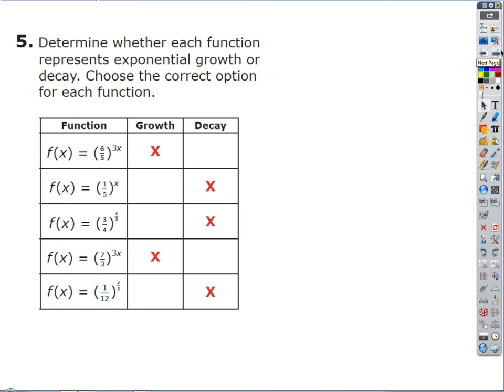Okay, so this is one where I'll just tell you how you can do this, because they don't do very high level exponential function questions on here. It's going to be growth if you're taking a base that's greater than 1 to a power, it's going to get bigger. If the base is less than 1, it's going to get smaller. Does that make sense? Okay.